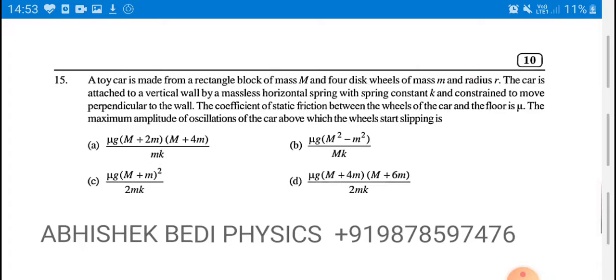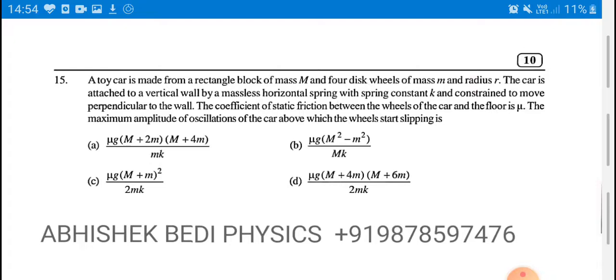Okay. So the question says that a toy car is made from a rectangular block of mass capital M and four disc wheels of mass m and radius R. And the remaining statement you can read yourself. And what we have to calculate, they are asking, is the static friction. So first of all, we need to draw a diagram.